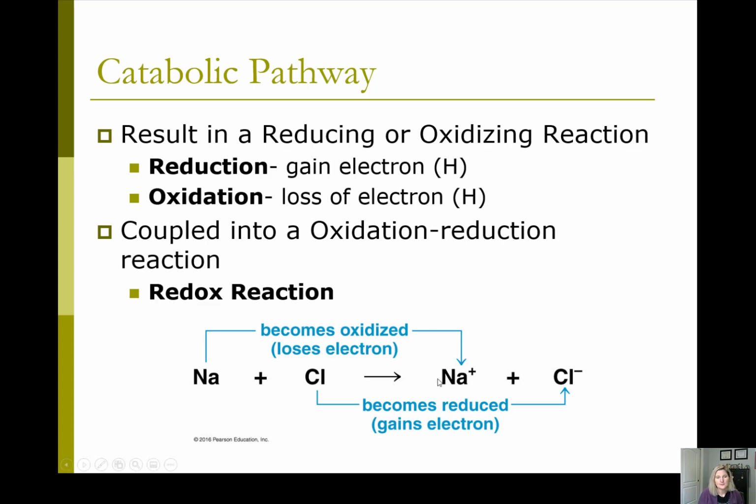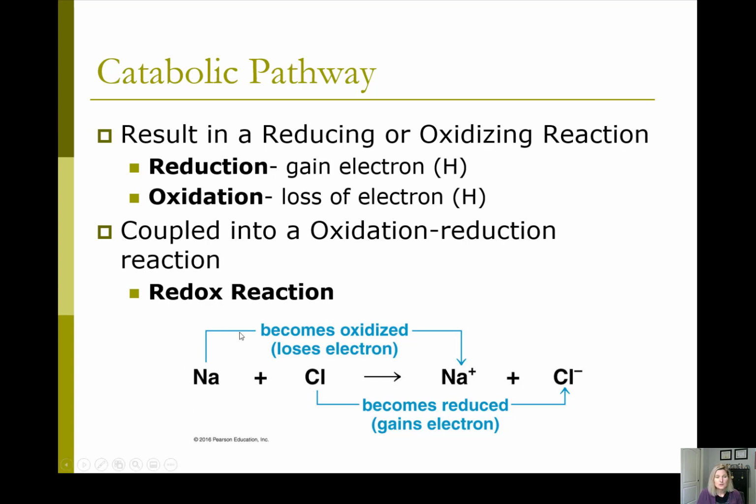So here's an example of that. Here's an ionic bond, right? So we have our sodium. If you recall from, I think it was the first week of school, we talked about ionic bonds and how sodium has just one electron in its outermost valence shell, and chlorine has 7. So chlorine wants to gain an extra electron, whereas sodium wants to lose that extra electron.